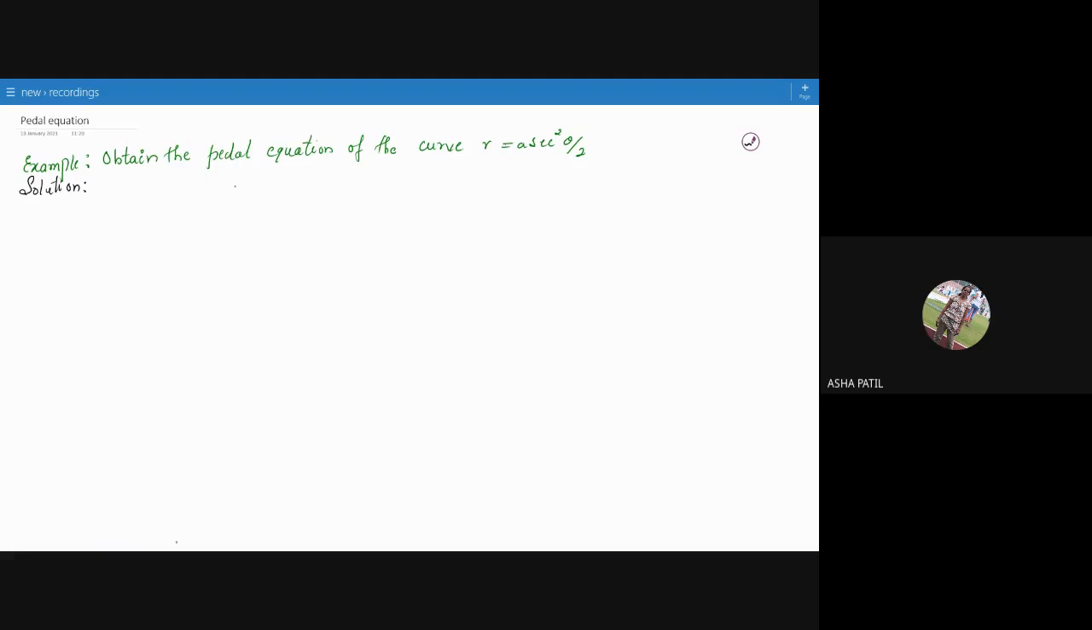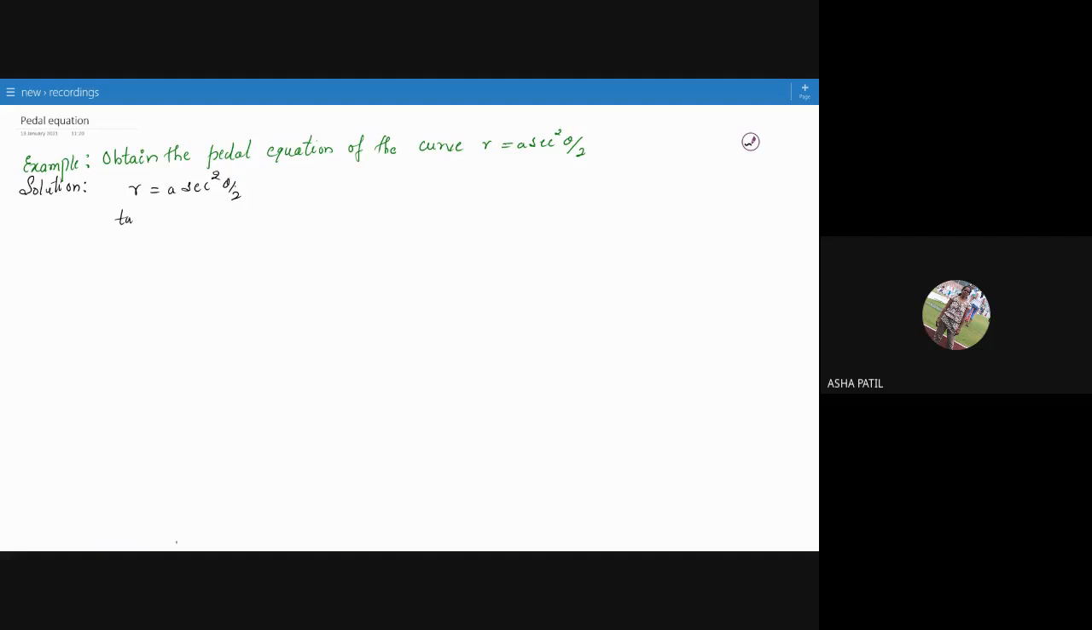Hello students, in this video let us learn about pedal equations, that is reducing a polar equation into a pedal equation. So consider the example: obtain the pedal equation of the curve r is equal to a secant square theta by 2. Write the curve r equal to a secant square theta by 2.